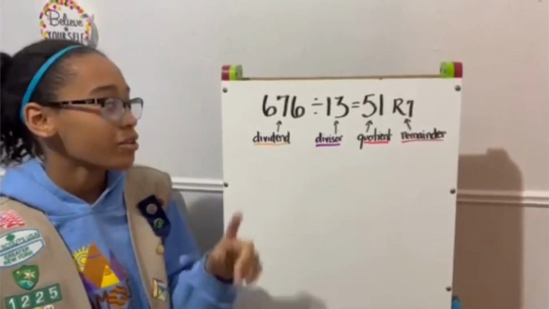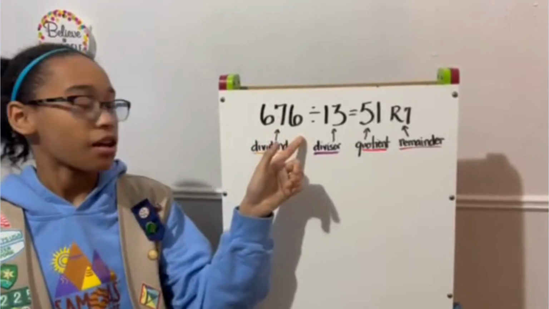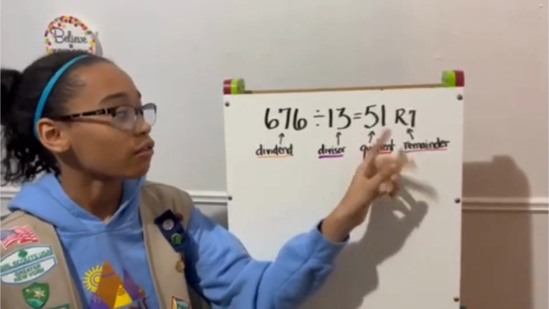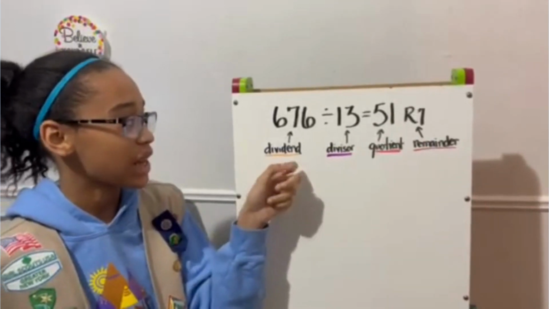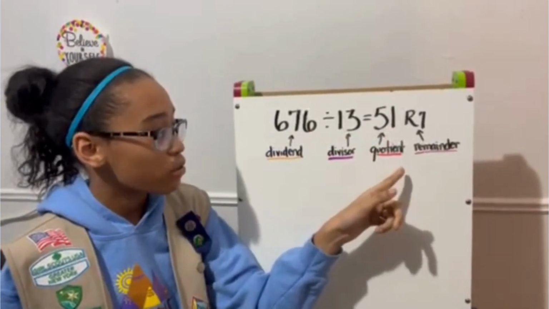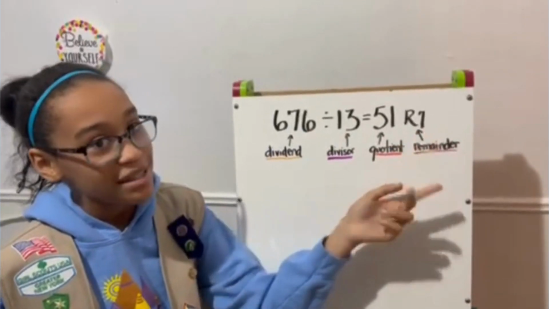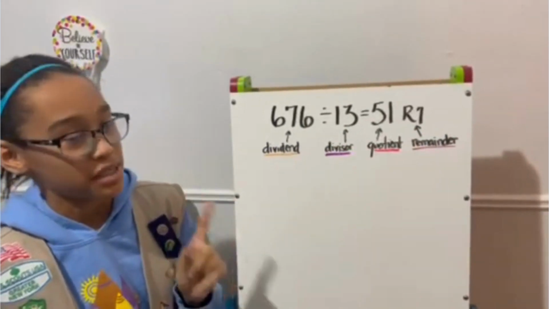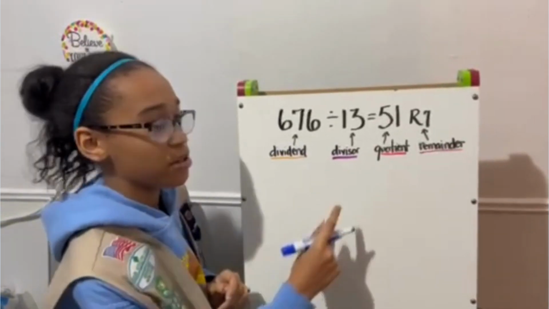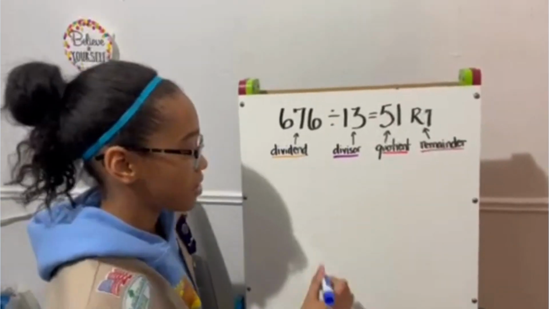This time, we're checking 676 divided by 13 equals 51, remainder 7. So our dividend is 676, our divisor is 13, 51 is our quotient, and 7 as our remainder. Same steps as last time. So we gotta multiply our quotient times our divisor. So 51 times 13.